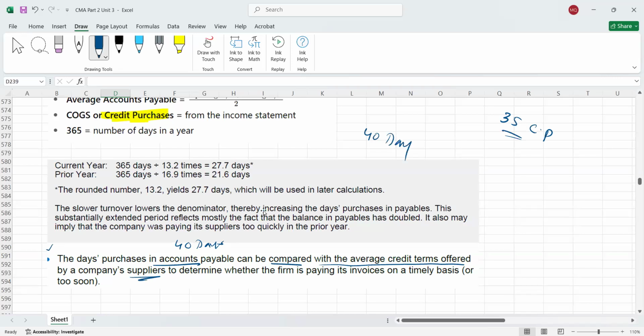There could be a penalty also. But if the credit period offered by the supplier is 35 days, but you are settling in 30 days, or maybe in 25 days, maybe you're trying to get an early settlement discount, right? So the payable period or payable days can be compared with the average credit terms offered by the supplier to determine whether the firm is paying its invoices on a timely basis, or too soon, or maybe too late. Is that clear?